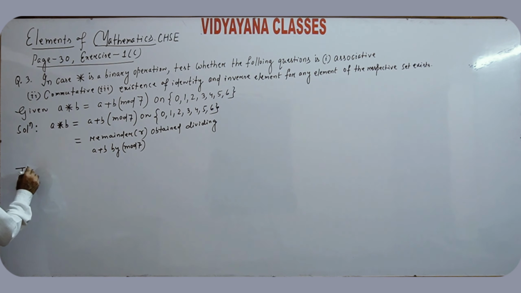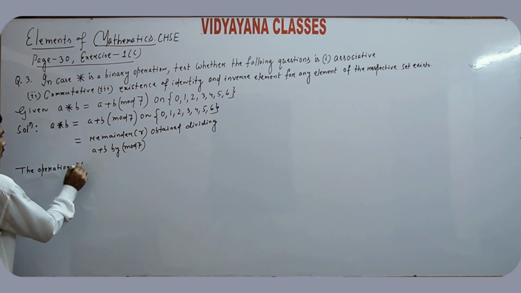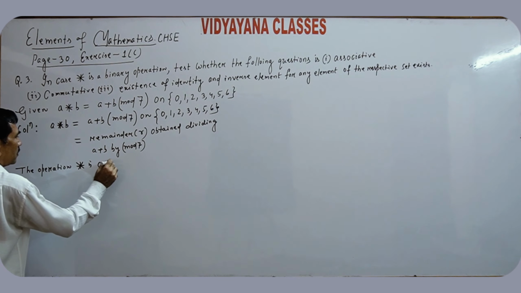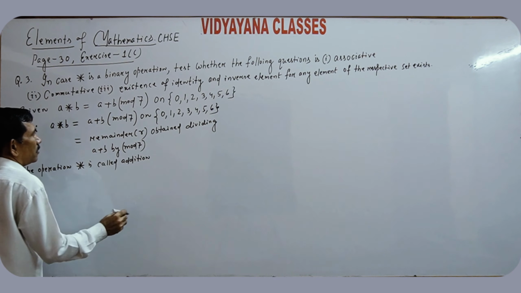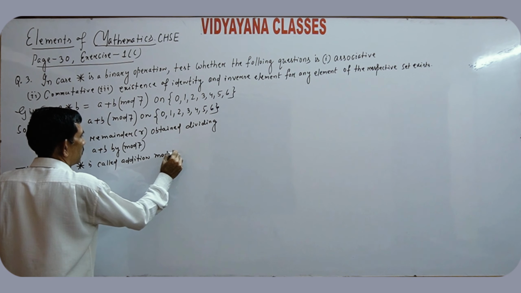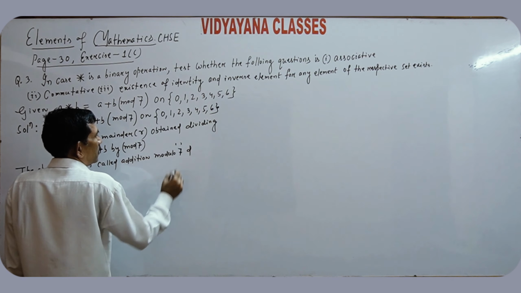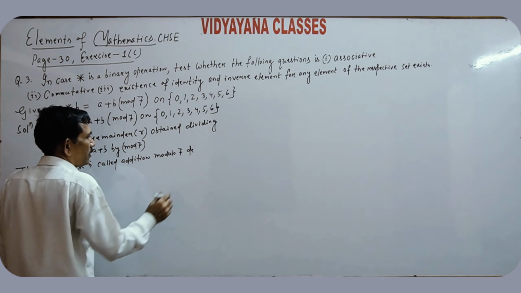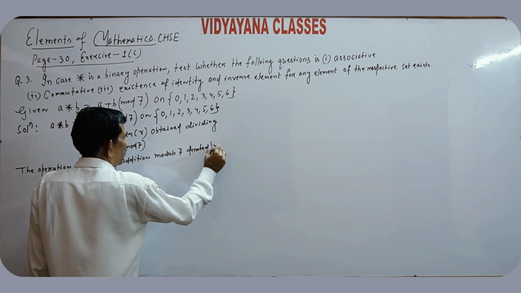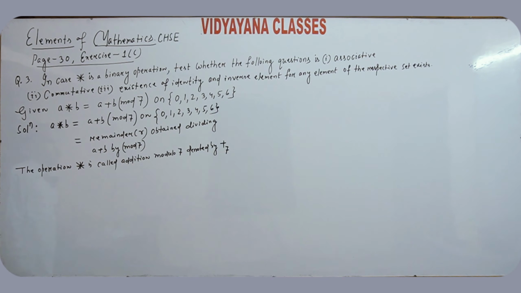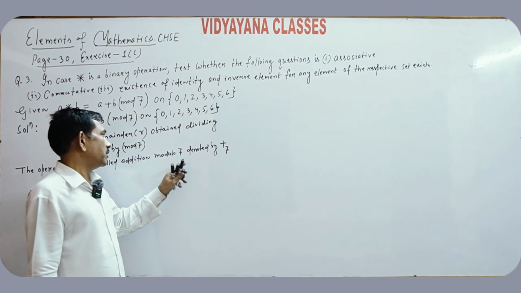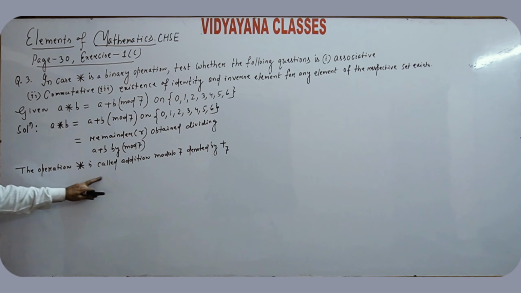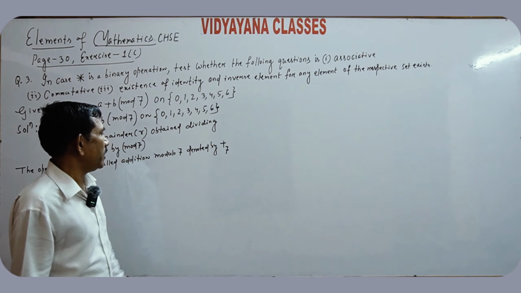The operation star is called addition modulo 7, denoted by addition with suffix 7, and read as addition modulo 7.